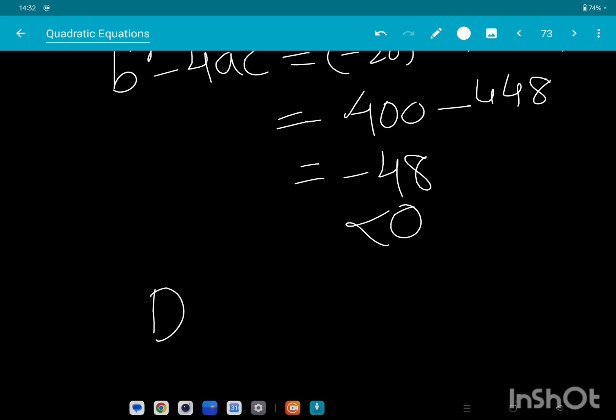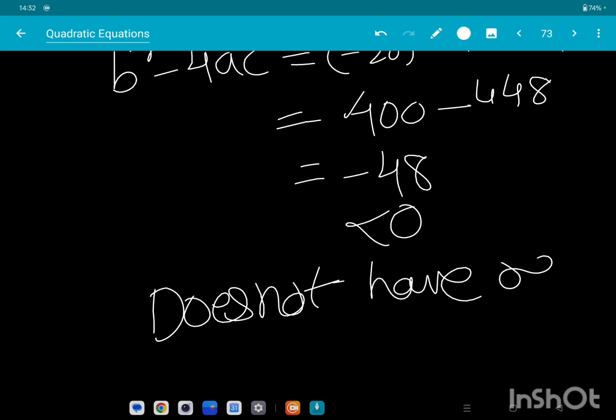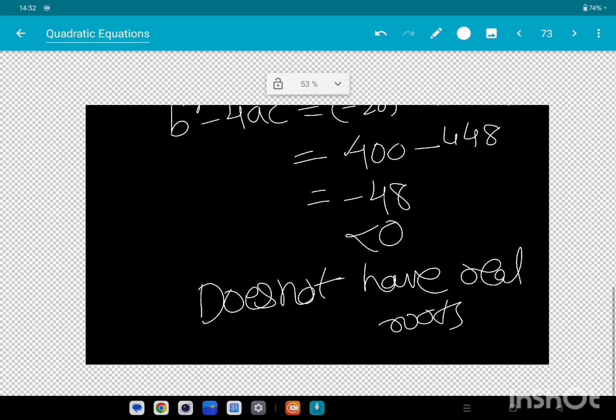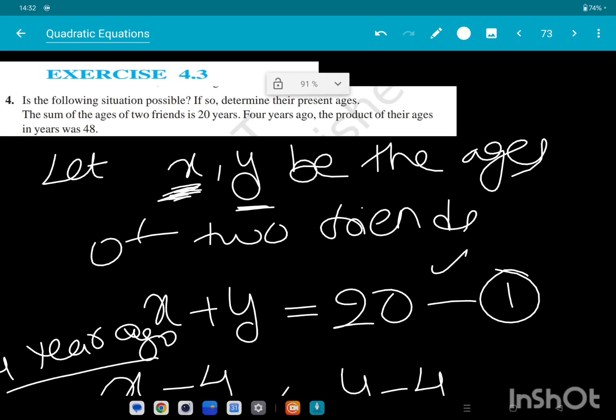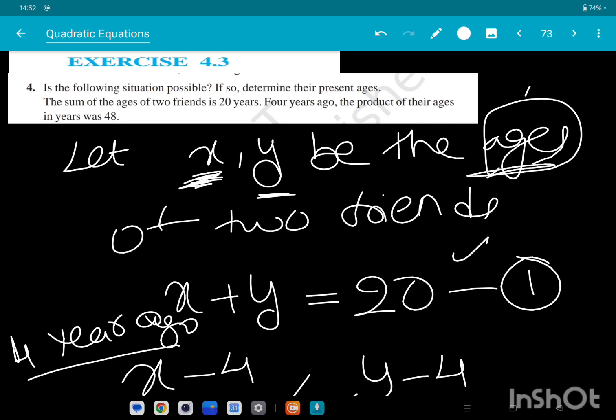It means it does not have real roots. If the x value is not a real root, then what is the use of finding the x value here? Because here we want edges, right? Edges means it should be a real, positive number. Then only it is possible. Otherwise it is not possible. So we find that this equation does not have any real roots. So it is not possible.